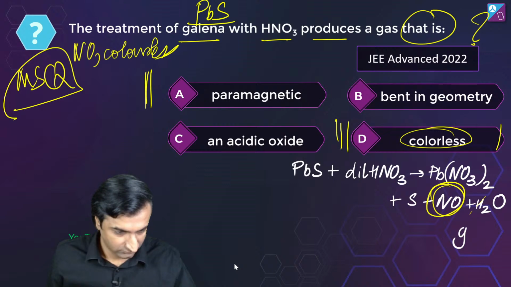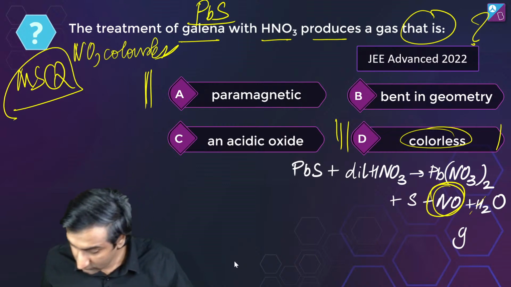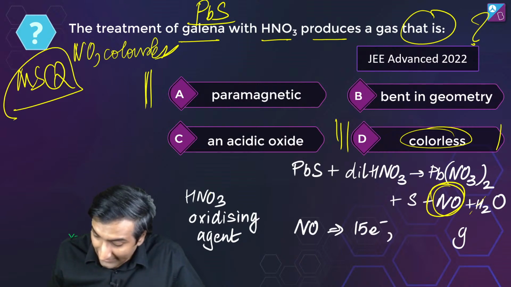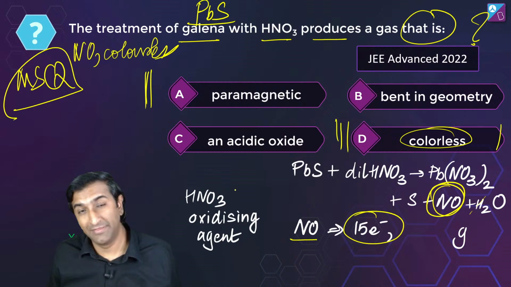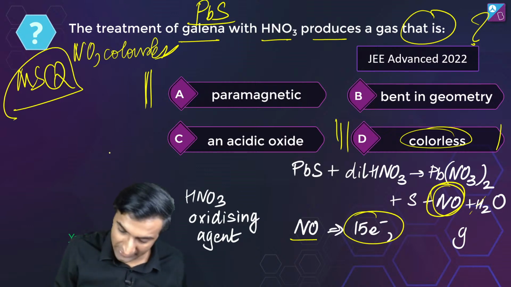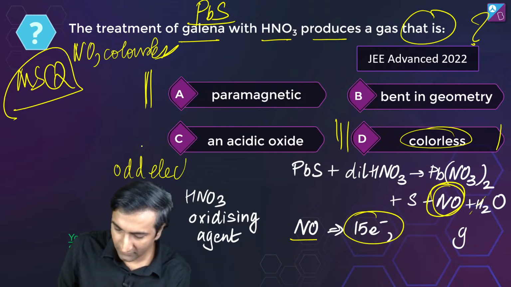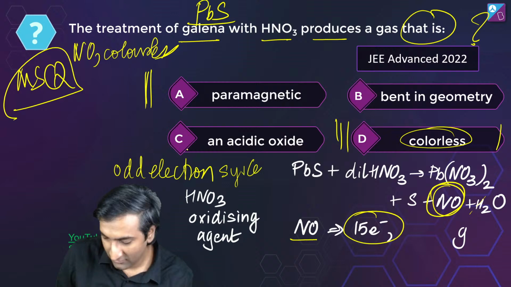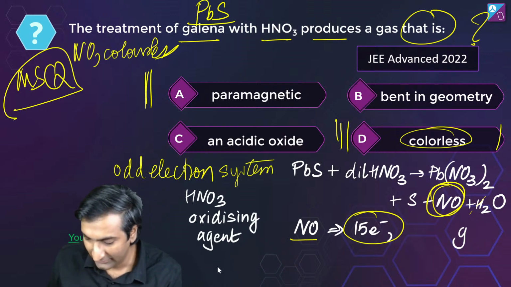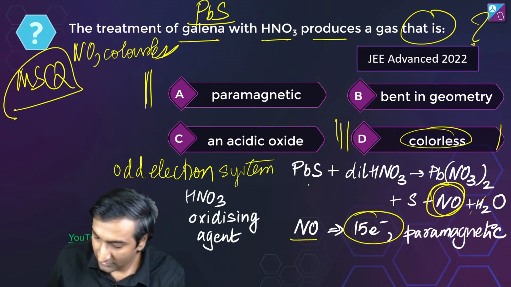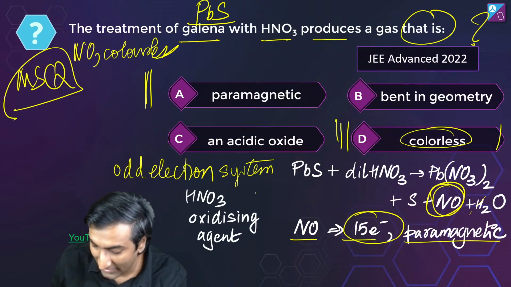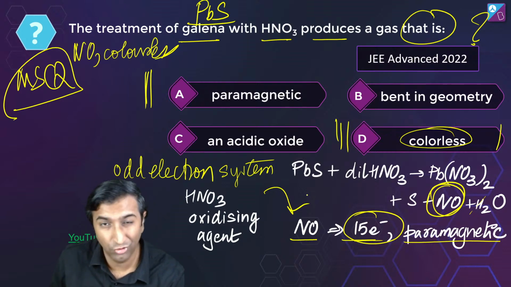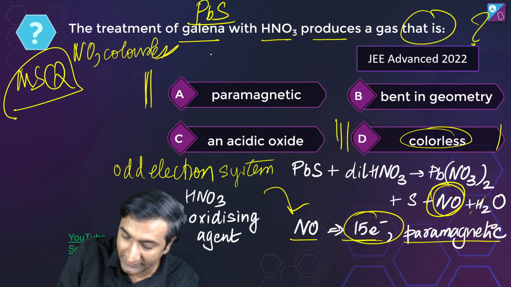All right. What's the next idea? This is an oxidizing agent, right? NO में है 15 इलेक्ट्रॉन. 15 इलेक्ट्रॉन. It's an odd electron system. JEE loves questions on these weird things. But that's okay. It doesn't matter in this scenario. It is paramagnetic. That's where I'm coming from. Odd electron matlab must be paramagnetic. You don't have to do that. अगर आप चाहो तो वो पूरा कर सकते हो.